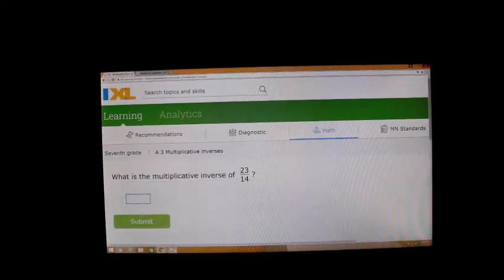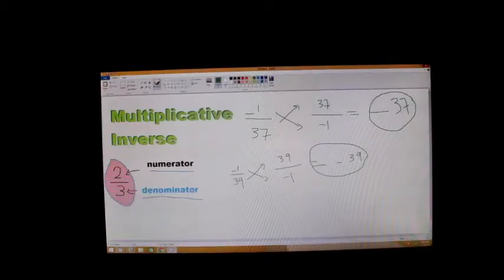What is the multiplicative inverse of 23 over 14? The question is asking us to find the multiplicative inverse of 23 over 14. All we have to do is switch the position of these two numbers. Therefore, 14 goes on top and 23 goes on the bottom.